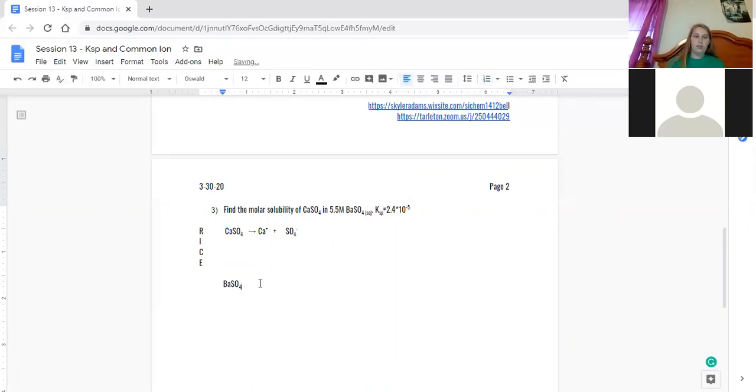So we'll have this, and we know that it's going to dissociate into ions, and whenever it does that, we end up having a common ion, is what happens here. So we know that that's going to dissociate out into Ba+.